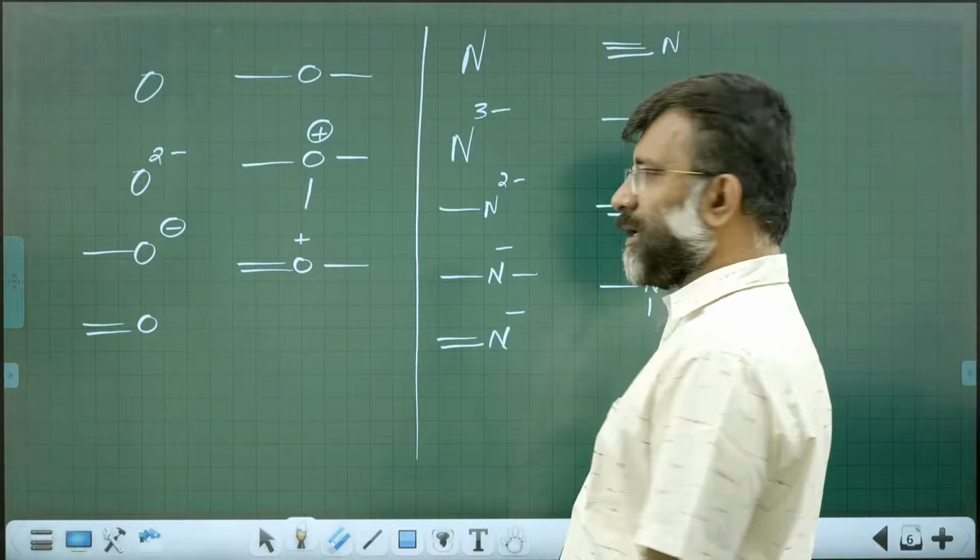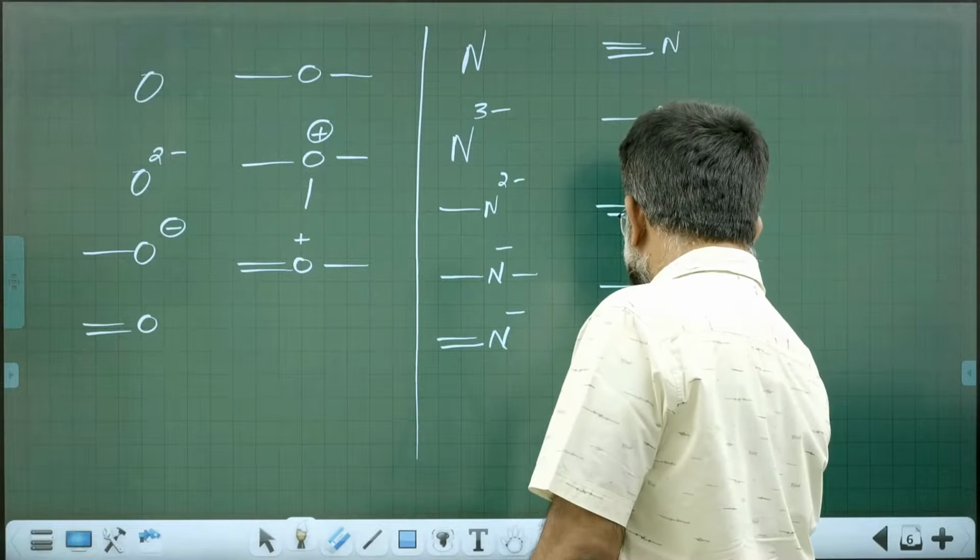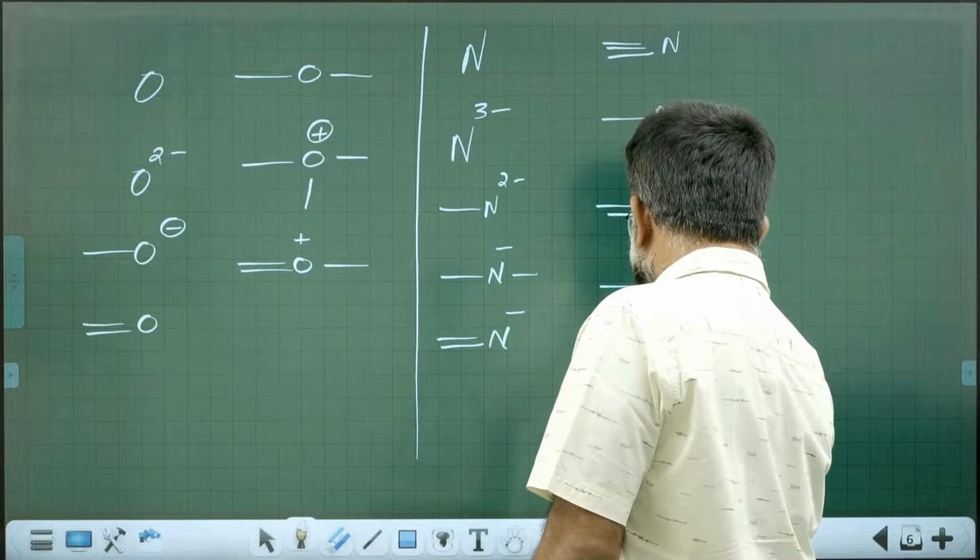It will be plus 1, for any arrangement of four bonds. Hope you understand. So nitrogen is trivalent. If one bond comes, it will be 2 minus. Two bonds, minus. Three bonds, it will be 0. Like that, you can easily identify the formal charge without calculation. Looking at the structural entity, you can assign the formal charge, which is very, very important.